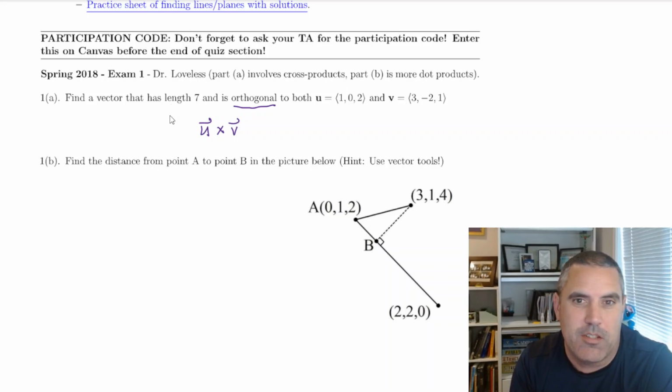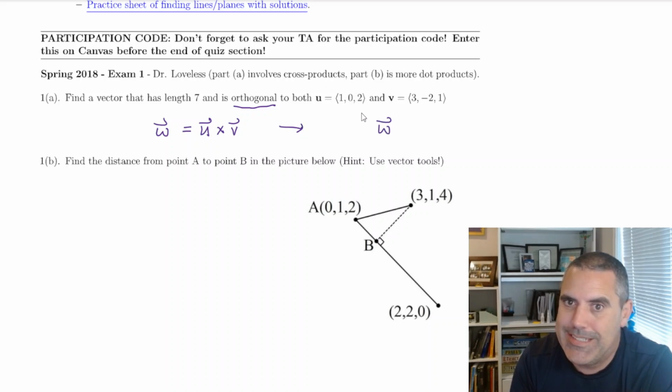So my plan here is to not go through the problem, but point you to the solutions. But you should have a plan of not only how to compute the cross product, but how to check it. Once you get that vector, whatever it ended up being, then it was a rescaling question. And remember, if you want to make a vector have length 7, you first divide by its length, and then you multiply times 7. That's it.